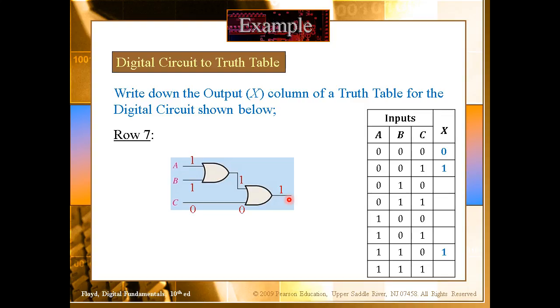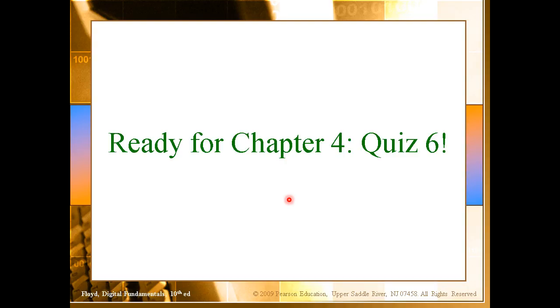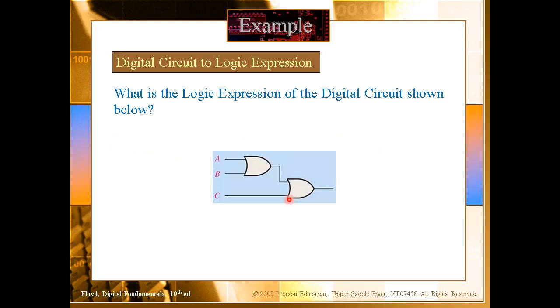So for all combinations. So now I know that from any digital circuit, we should be able to find a truth table, right? Any question? It's actually very simple. All you have to do is, for every row, do just one calculation based on the circuit you are given, right? So this will cover your next quiz, which is chapter 4, quiz number 6.